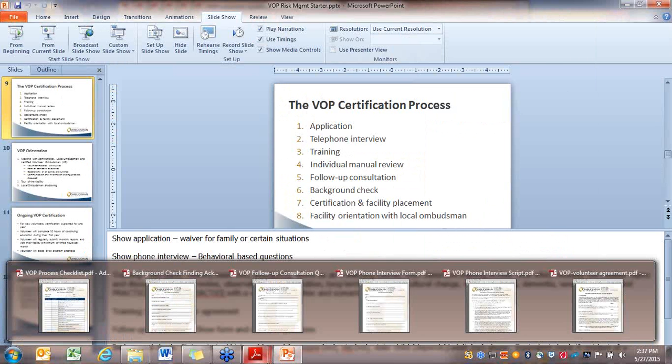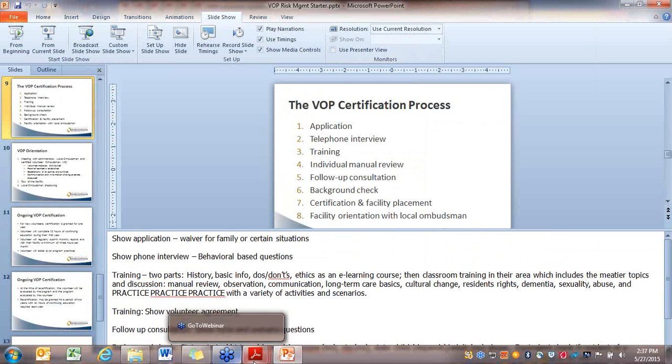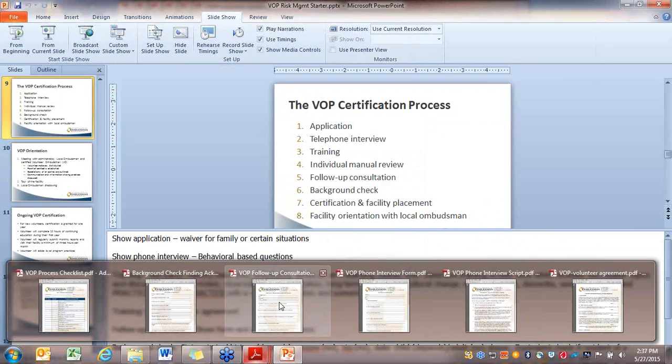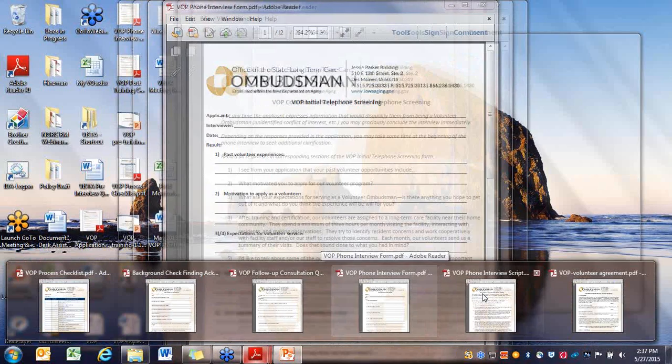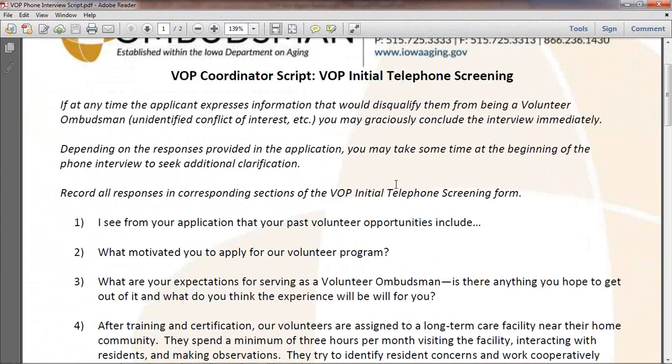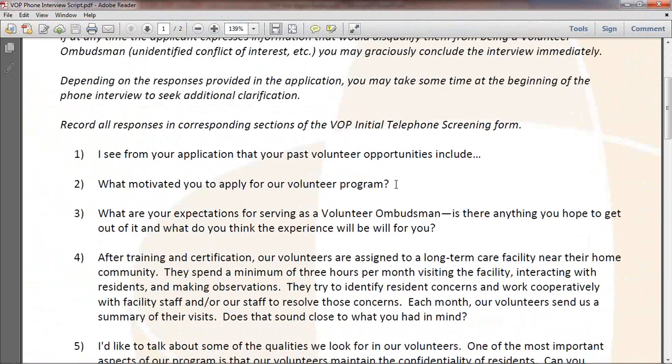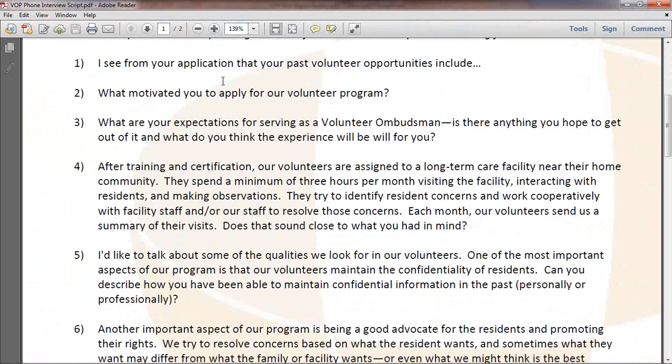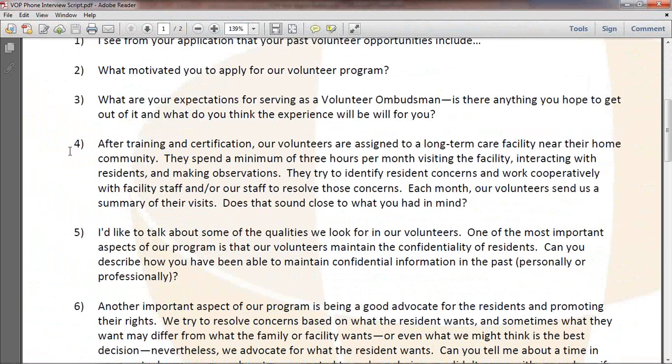So provided they make it out of that process, we have a phone interview next. So I'll show you, we have a script. This is for the coordinators, and then we have sort of a shorthand form. So we look for those behavioral-based interviewing questions, and we just ask them what their expectations are, to make sure that, if they say, oh, I want to go in and feed residents or give them communion or buy them candy or things like that, we say right away that that's not what we do. So we want to make sure that we're on the same page.